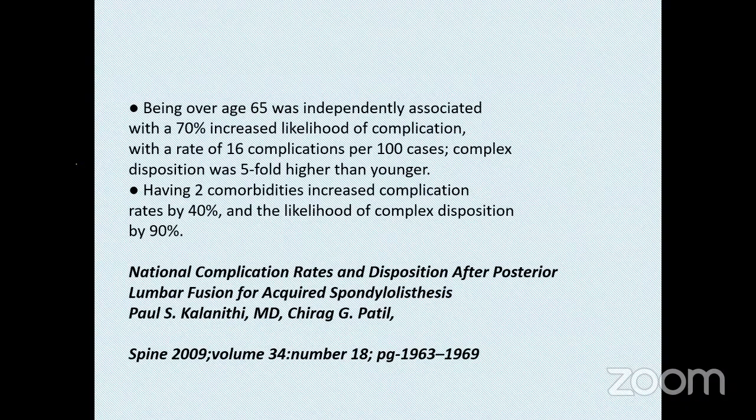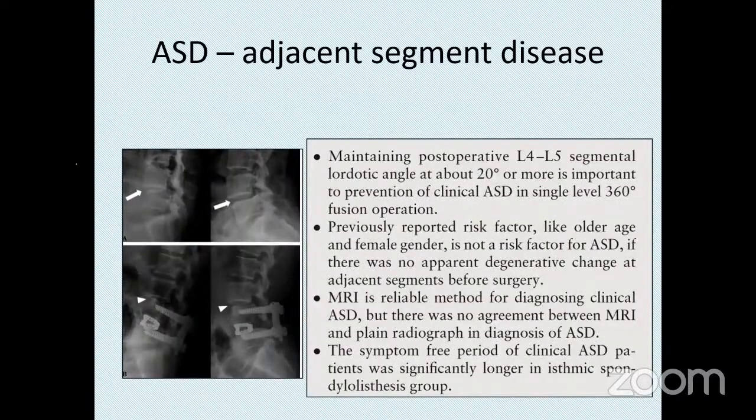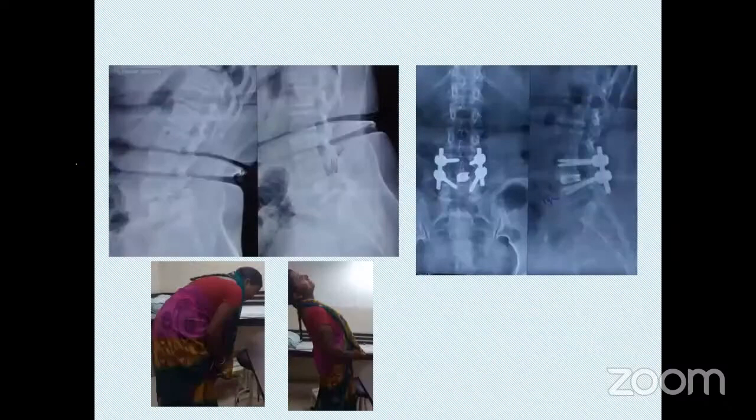Overall, as is true with other elderly, age group over 65, presence of more than 2 comorbidities, these are the patients who have more likelihood of post-operative complications like infection, cirrhosis, and that's true even for lysis patients. Another important complication is ASD. That's the degeneration of the segment above the fusion level.